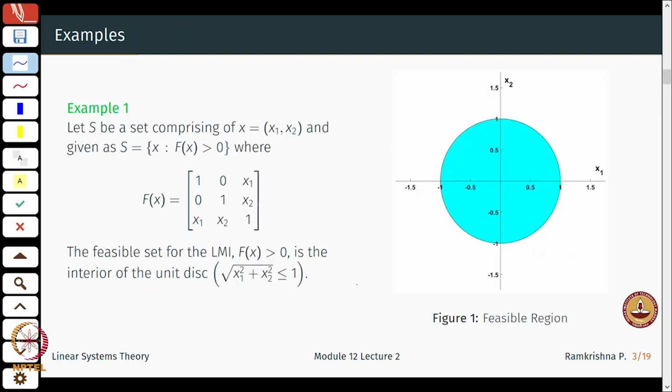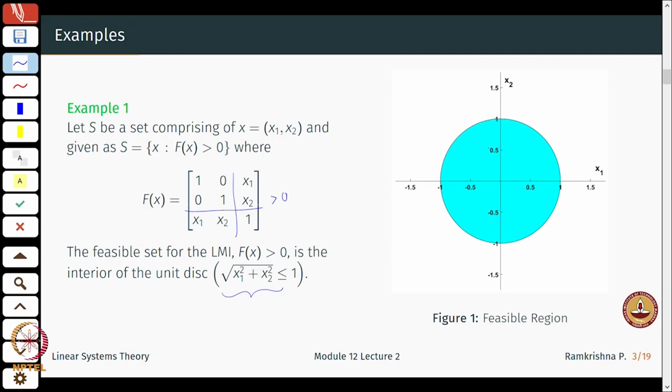Okay, so again start with the example that we did in lecture 1 using Schur complement of this block. I am about to solve this LMI where I want to find the region for which f of x is greater than 0. Based on the two different methods that we learnt in lecture 1, we see that the feasible region is just the interior of this unit disk and will look something like this. This is straightforward to check.